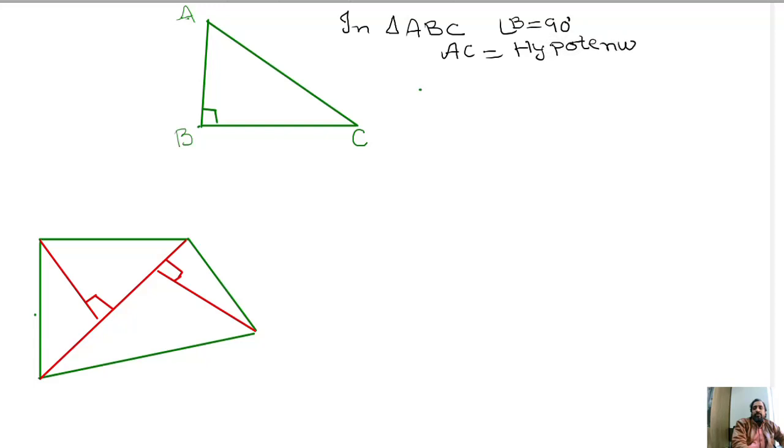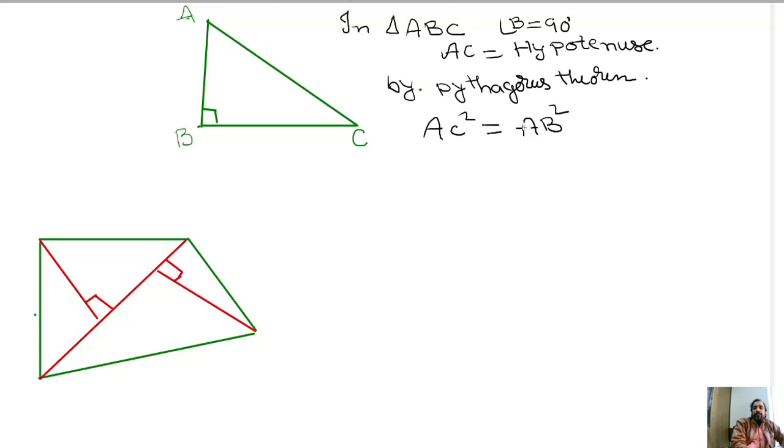So hypotenuse. By Pythagoras theorem. What is the Pythagoras theorem? A square on hypotenuse is equal to sum of squares of other two sides. Square on hypotenuse means AC square is equal to sum of squares of other two sides, means AB square plus BC square.